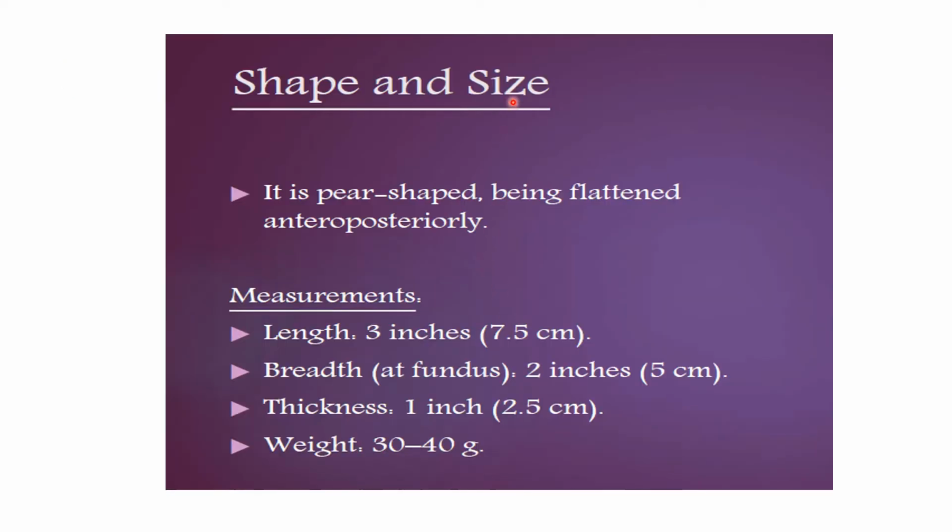Shape and size of uterus. The uterus is pear-shaped. About its size, the weight is 30 to 40 gram, thickness 1 inch, breadth 2 inch, and length 3 inch.